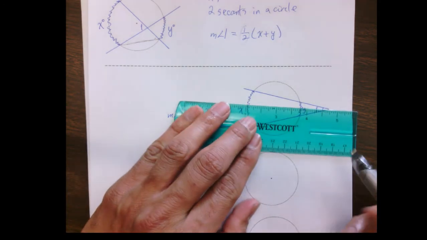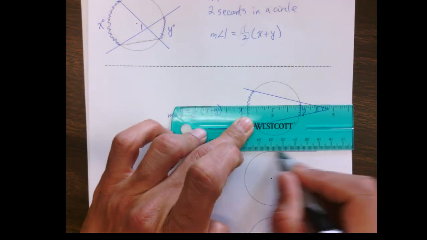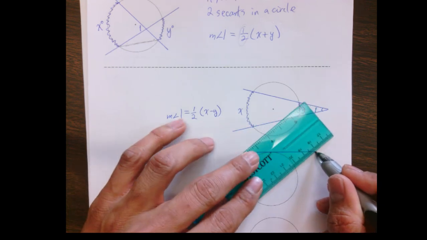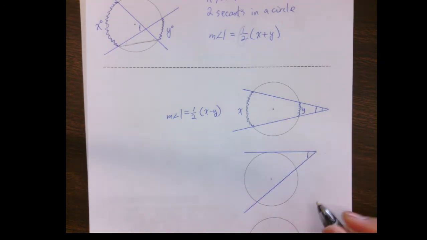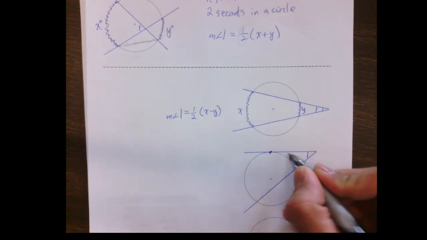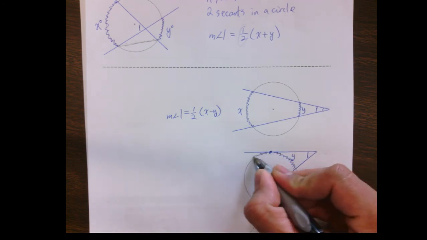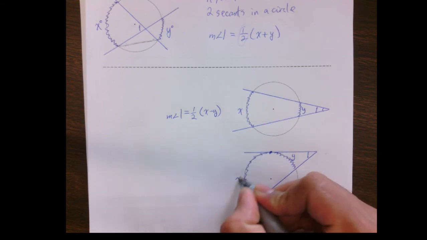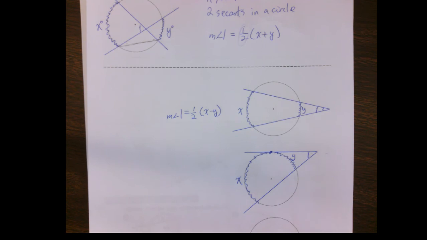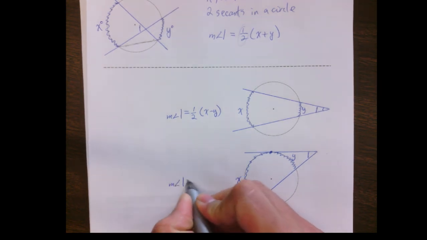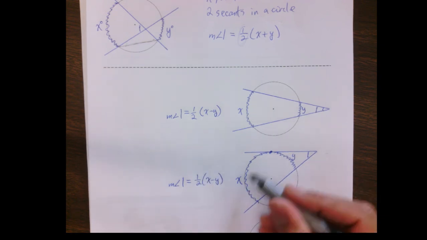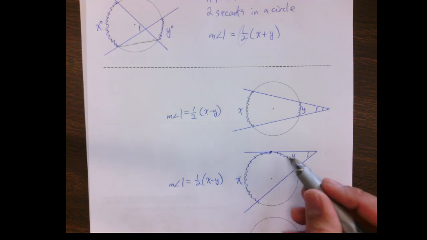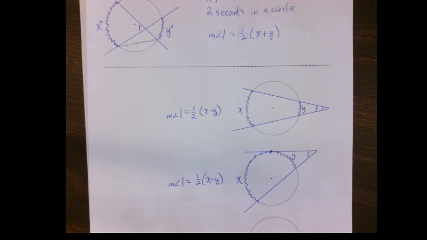So next, the next scenario is a tangent and a secant. We'll have angle 1 again. Here's the point of tangency. This arc, let's call that y. And this arc, let's call it x. And guess what, folks? Measure of angle 1 is again 1/2 times x minus y. This outer arc minus this inner arc times 1/2. The same deal. Pretty cool, right?